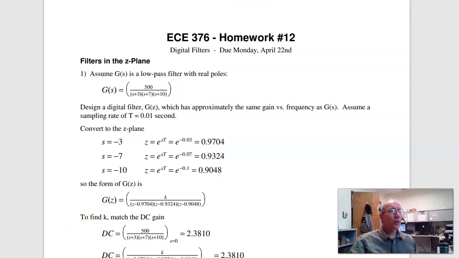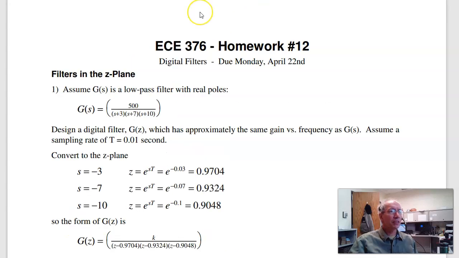Here are solutions to homework set number 12 for ECE 376. This homework looks at filters, how to design filters in the Z-plane.